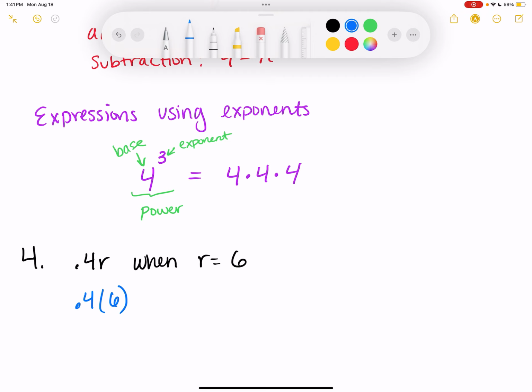So does anybody know what 0.4 times 6 is? You can just say it. 2.4. Yep, 2.4. Because 4 times 6 is 24. We move the decimal place one time, and so it would be 2.4.